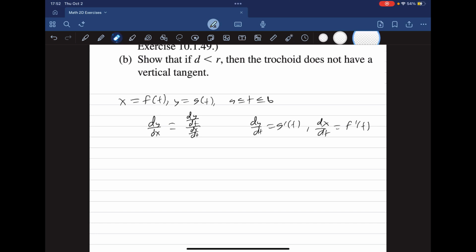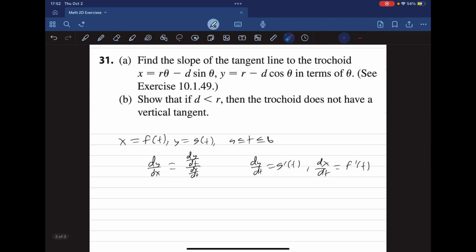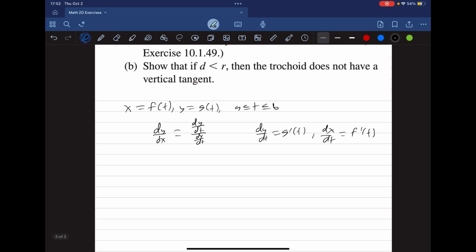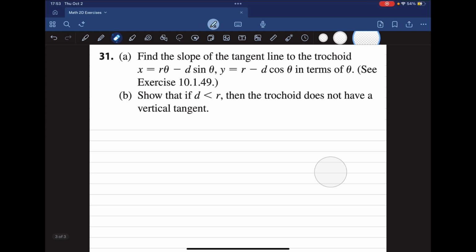So this is the formula we're going to use to solve part A, which asks us again to find the slope of the tangent line to the trochoid in terms of the parameter theta. So let us begin. Now for us, we already have the parametric equations. They're given to be x is equal to r theta minus d sine theta, and y is given as r minus d cosine theta.